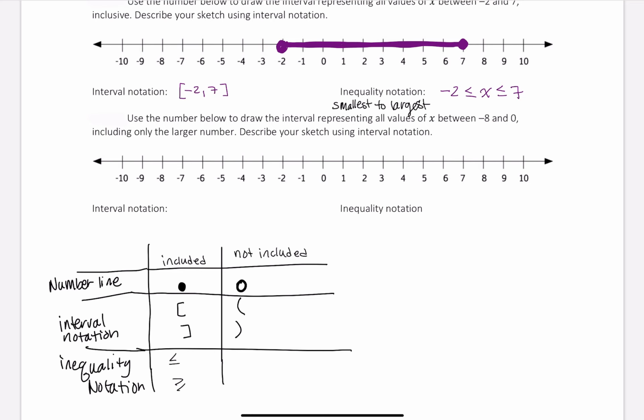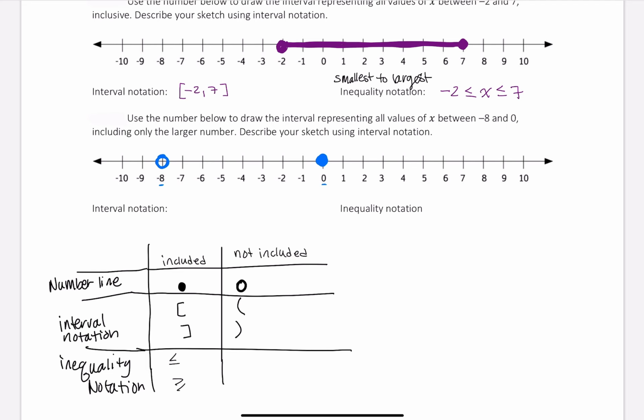Now let's look at interval notation and inequality notation in our number line for a different example. This is encroaching on the next example, so I'll move it there. So we're going to use the number line below to draw the interval representing all values of x between -8 and 0, including only the larger number. Describe your sketch using interval notation. So let's go ahead and find -8, and then I'll discuss which one we're going to include and not include. So -8 is here, and 0 is here. Which number is larger? If you said 0, you are correct. So we do a closed dot at 0 and an open dot at -8.